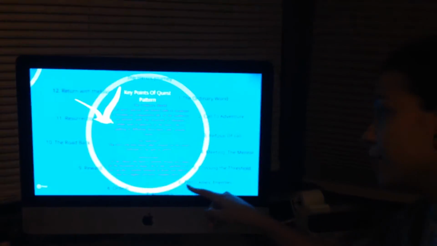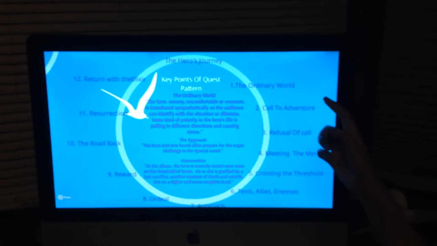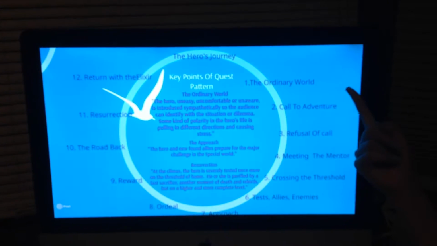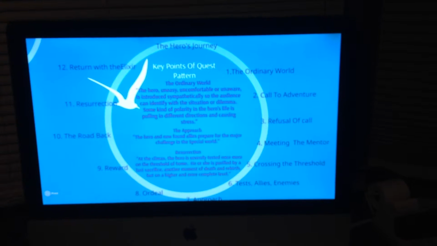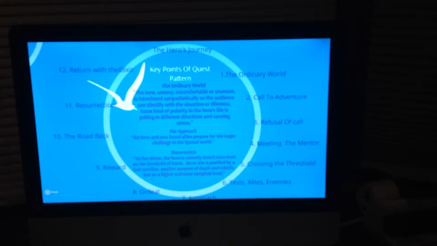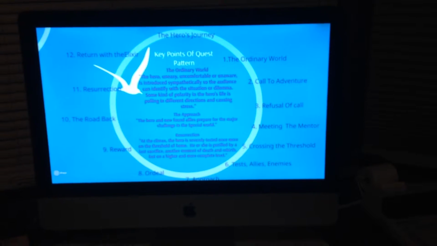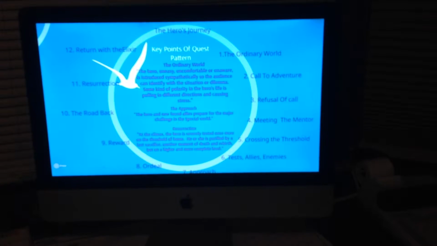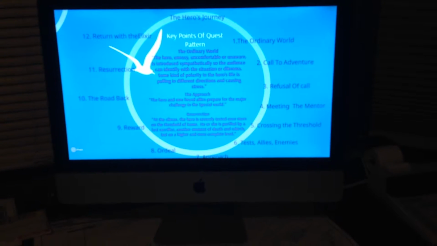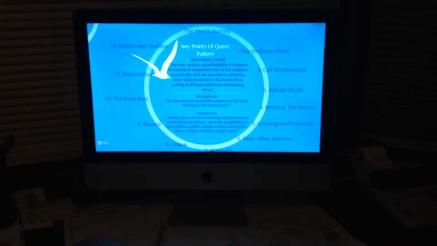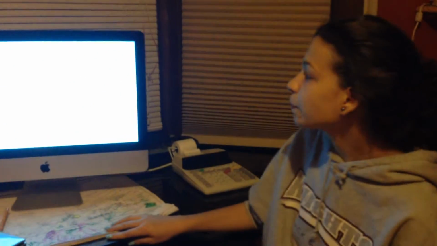So I made a diagram of the hero's journey quest pattern. And the first stage is the ordinary world, followed by the call to adventure, refusal of call, meeting the mentor, crossing the threshold, tests, allies, enemies, approach, ordeal, reward, the road back, resurrection, and return with the elixir.